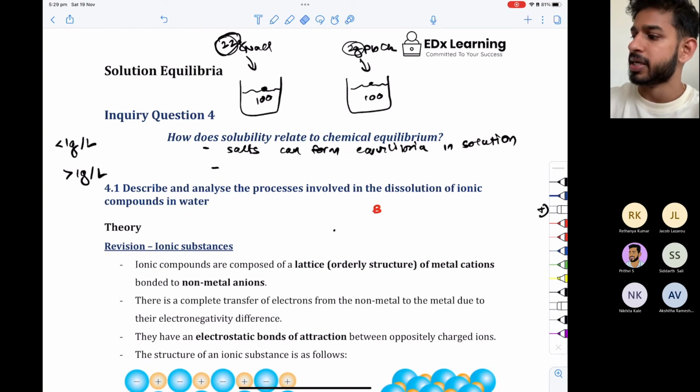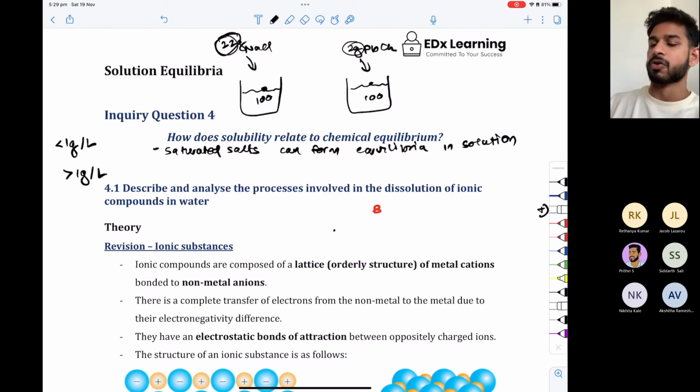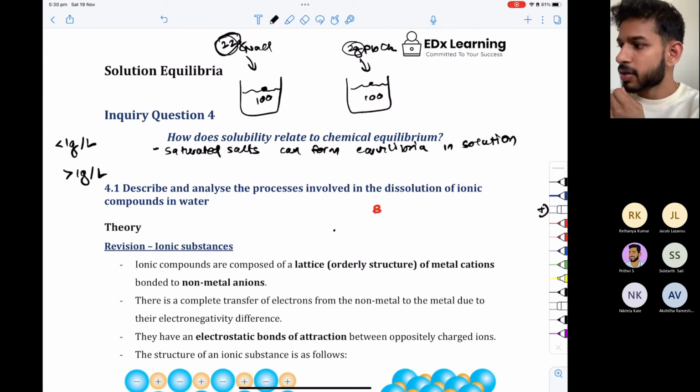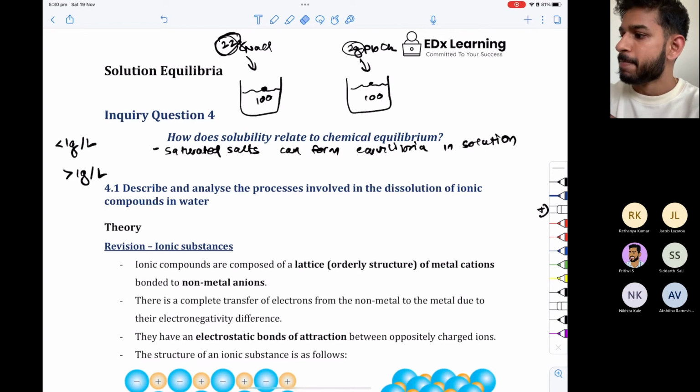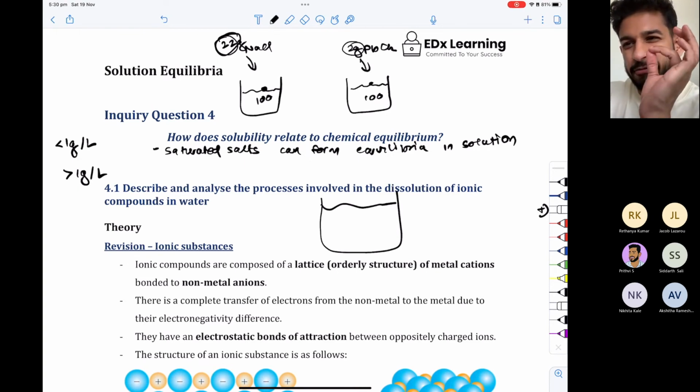So the only thing I wanted to add here was that saturated salts can form chemical equilibria in solution. Okay, so the point I'm trying to make here is that point when you've added the maximum amount of salt to a volume of water, just when you can see a faint precipitate, that is called saturation point, and that is when a salt forms a chemical equilibria, right?